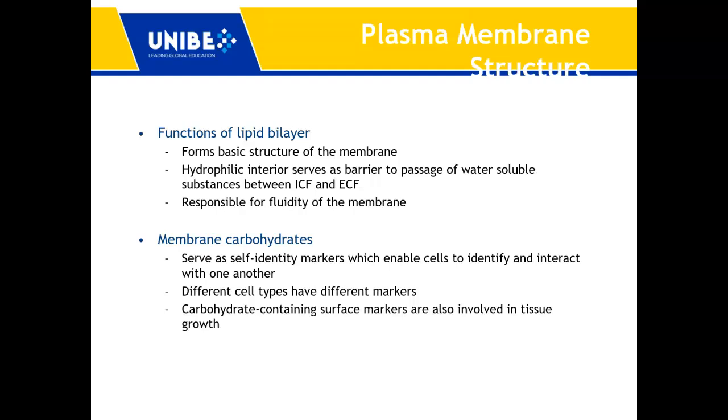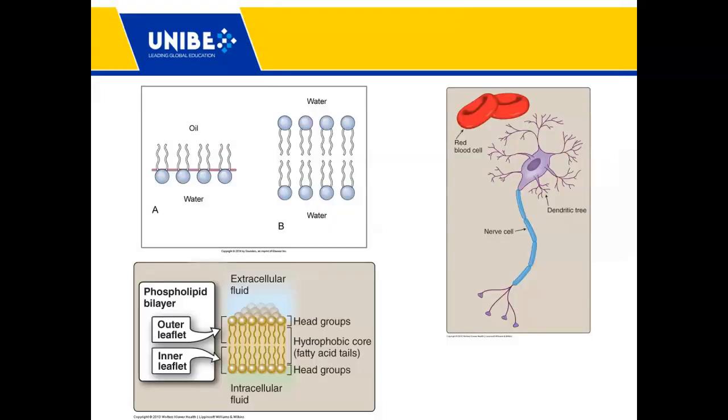And different cell types have different markers. And they can also be used as a marker for tissue growth. Here we can see in the picture on the top left, A is just one group of hydrophilic substances, but in the cell, because they're interacting with water on the inside and outside, they form a double lipid bilayer, which you can see in the image below. And as you can see in the image to the right, where you have the red blood cells and the nerve, what they're saying is all cells, regardless of which they are, are made of cell membrane.